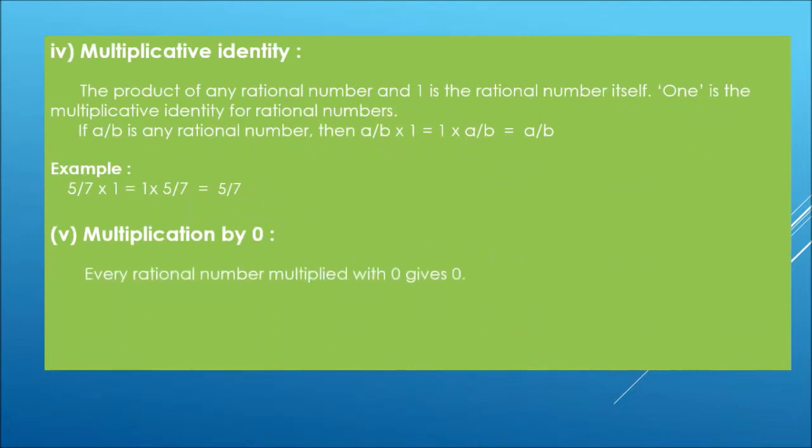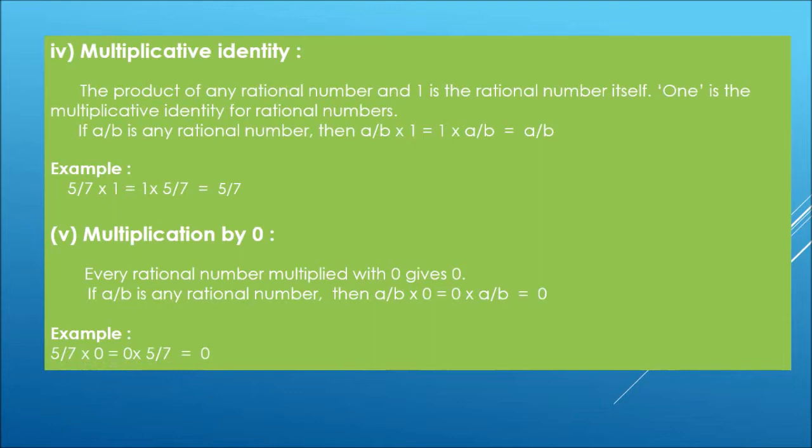Every rational number multiplied with 0 gives 0. If a/b is any rational number, then a/b multiplied by 0 equal to 0 multiplied by a/b equal to 0. It means if you multiply any rational number with 0, always the answer will be 0. Example is given here. 5/7 multiplied by 0 equal to 0 multiplied by 5/7 equal to 0.